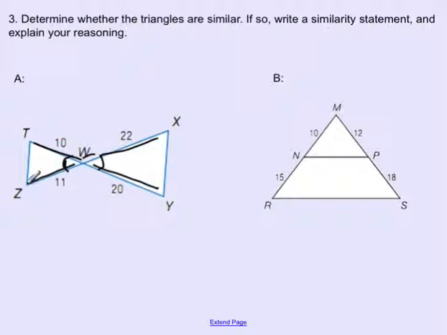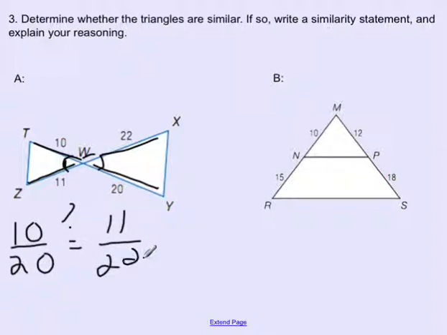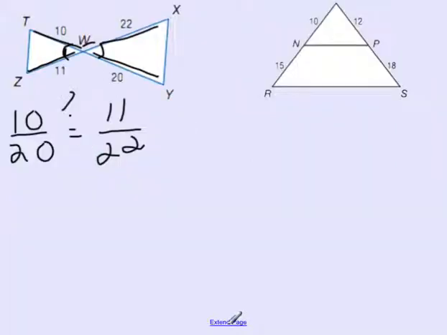So I'm going to take the smallest side, which is 10, and put it over the smallest side of the second triangle, which is 20, and see if that's proportional to the smallest side of the first triangle divided by the larger side of the second triangle. Let's see if that's true. 10 divided by 20 is 0.5. 11 divided by 22 is 0.5. So they're proportional, so I can say yes.